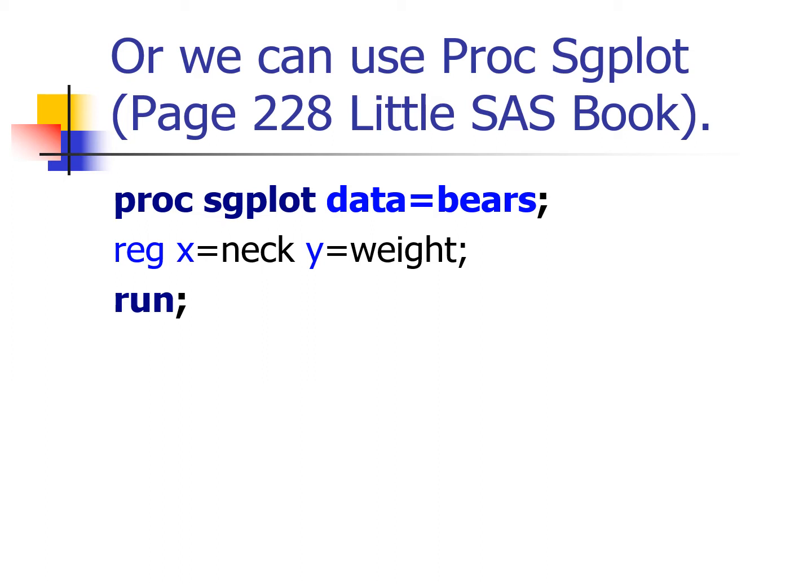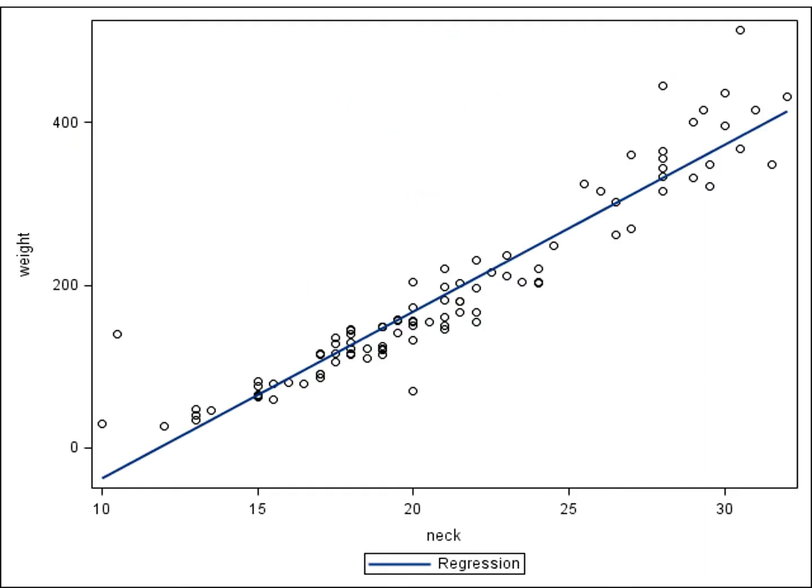We use a reg statement, and that's going to fit a regression line to our scatter plot. And so it is. This is using the nicer ODS output. There's all our points. We can kind of see that line. It does seem to go through them pretty well, although again, I still think I see maybe a little bit of curvature there. But the line does seem to fit it pretty well.